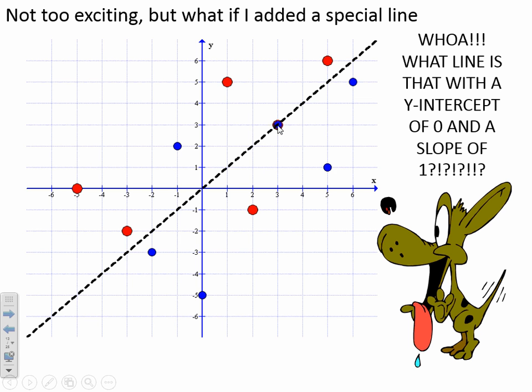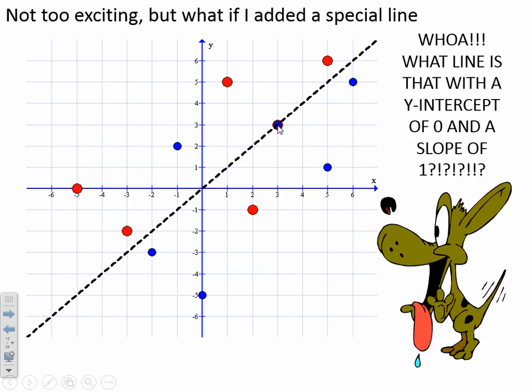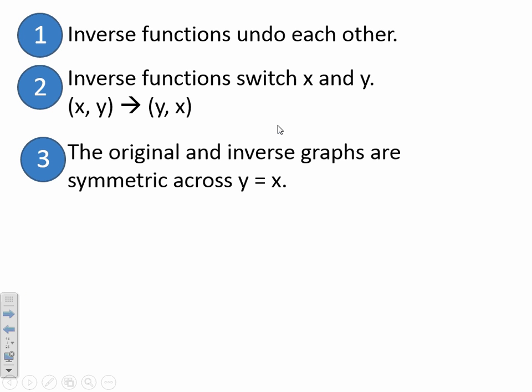What line is that with a y-intercept of 0 and a slope of 1? y equals what? y equals x. The original and the inverse graphs are symmetric across y equals x. They're reflected across y equals x. That's our point number 3 in the 5 things to know about inverse functions.